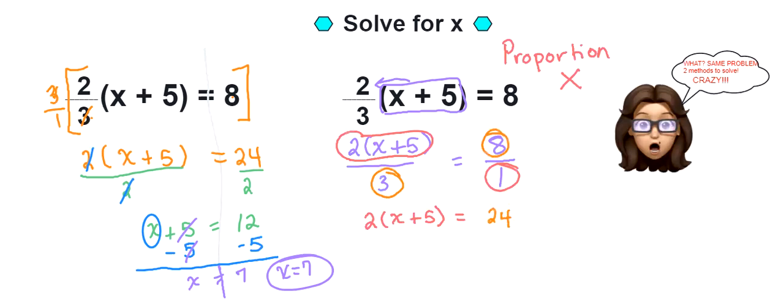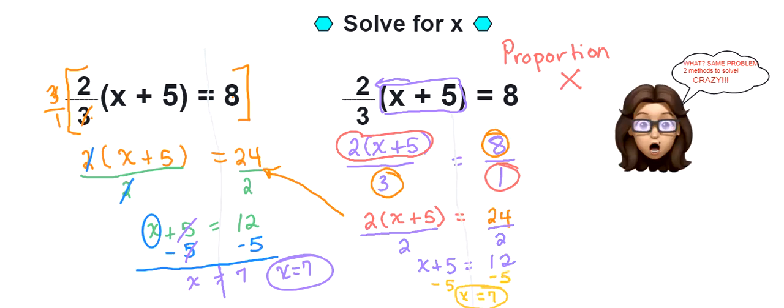Now look, we're right where we were over here. So it's 2 times the quantity x plus 5. They're multiplying, so why don't we divide? We get x plus 5 equals 12. Forgot to put my line down there again. I should keep it in there. Now, I don't want x plus 5. I want x. So in the problem, they're adding 5, so we're going to subtract 5. And when we do that, we get x equals 7.